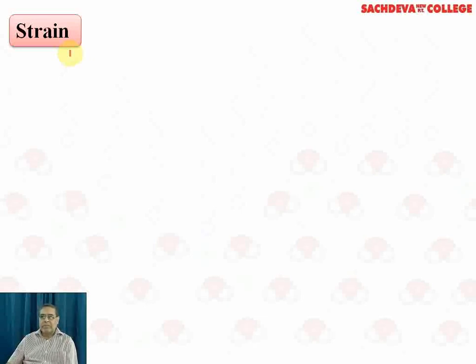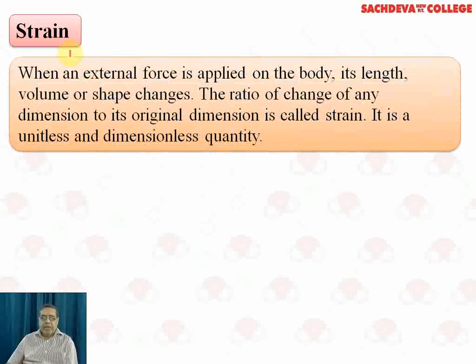Now we come towards the main concept of the strain. When an external force is applied on the body, its length, volume, or shape changes. The ratio of the change of any dimension to its original dimension is called strain. Now, when we speak of dimension, we are referring to length, area, or volume. It is a unitless and dimensionless quantity because from numerator and denominator, the units will cancel off.